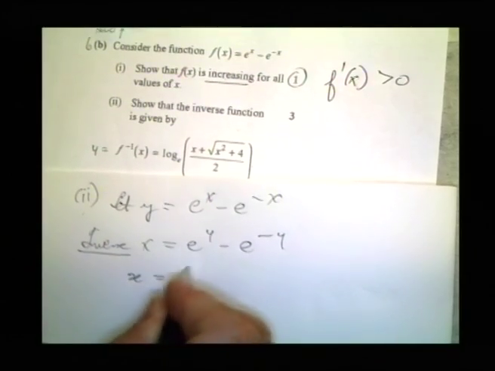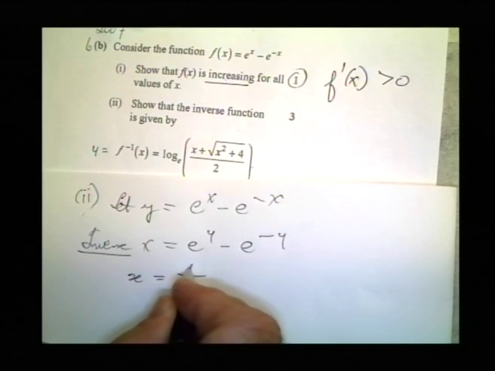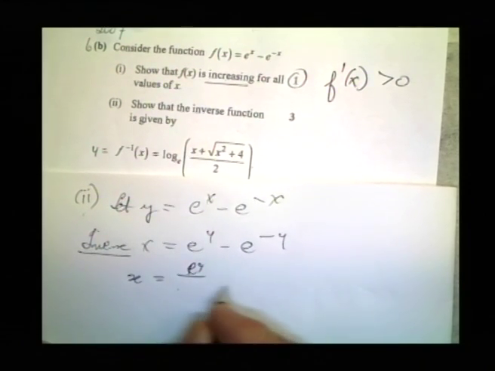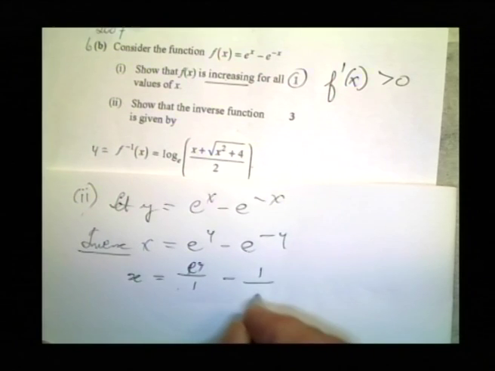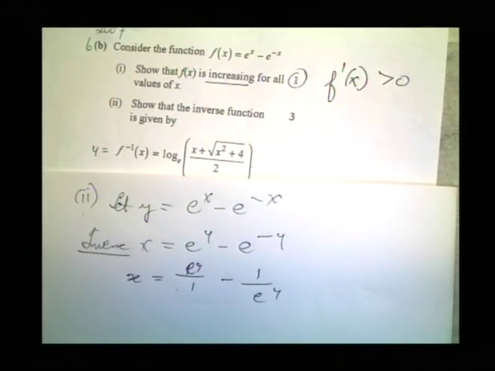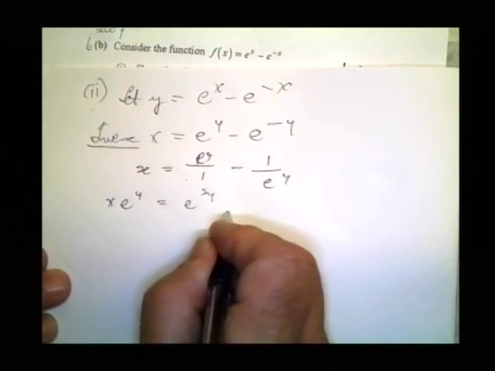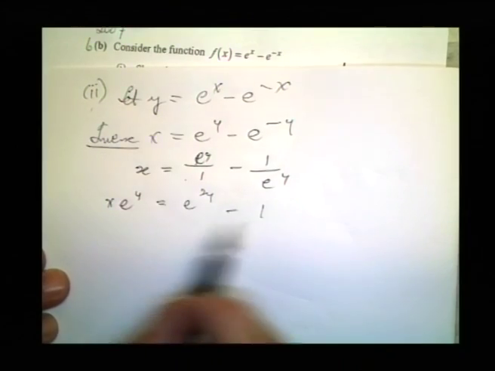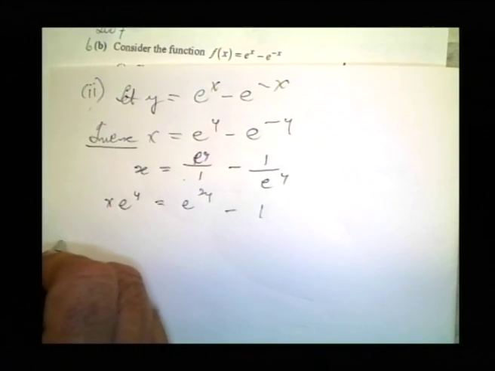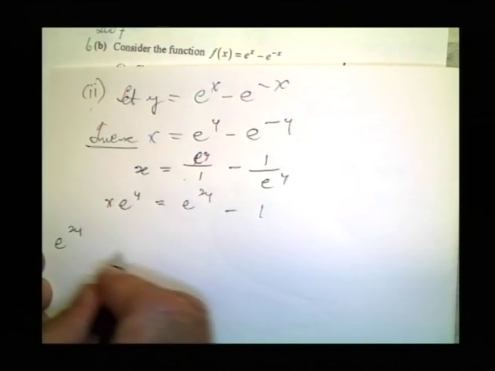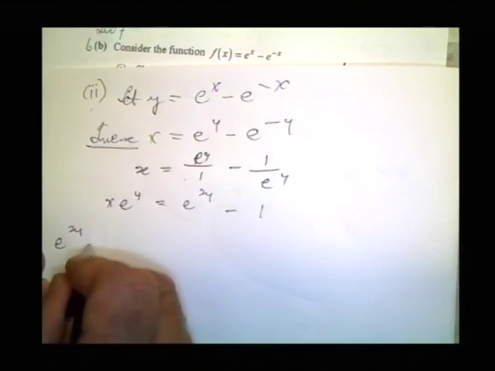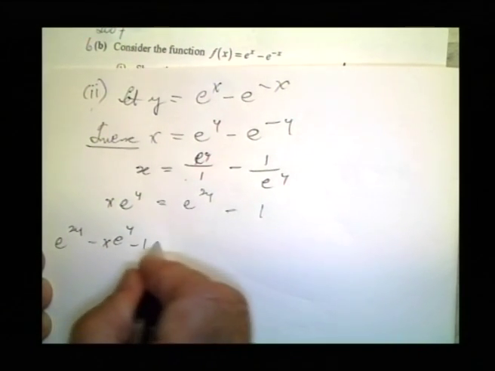So you say, righto, we're going to make y the subject, make it e to the y, well, I put it's e to the y minus 1 over e to the y. Now, in that form there, multiply both sides by e to the y, and you get e to the 2y minus 1. Now that's an equation, and to solve that equation, we'll make it e to the 2y minus x e to the y, put that over the other side, minus 1 is equal to 0.